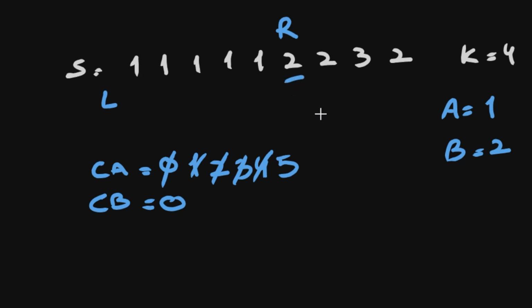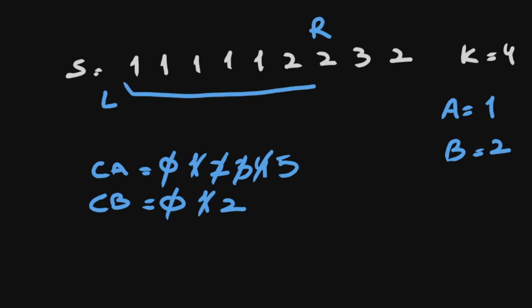Now we have a 2, and b is 2, so we add to the count of b a 1, so this count is now 1. Now we have another 2, b is 2, so we add to the count of b another 1, so this is 2. And now we can add something to the result, because we have a window of 7 here, and 7 is greater than k, so this is okay.